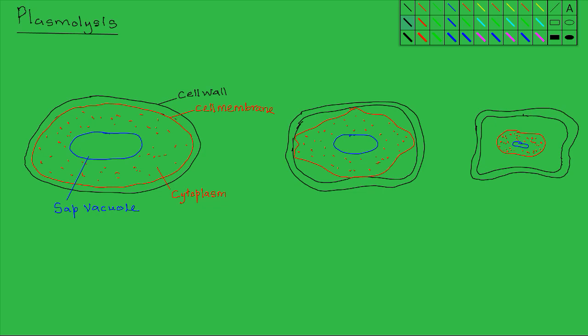And as this goes on, the cytoplasm together with the subvacuole will reduce in volume. If the loss of water continues, the cytoplasm and the subvacuole will continue reducing in volume to the point that the cell membrane becomes detached from the cell wall.